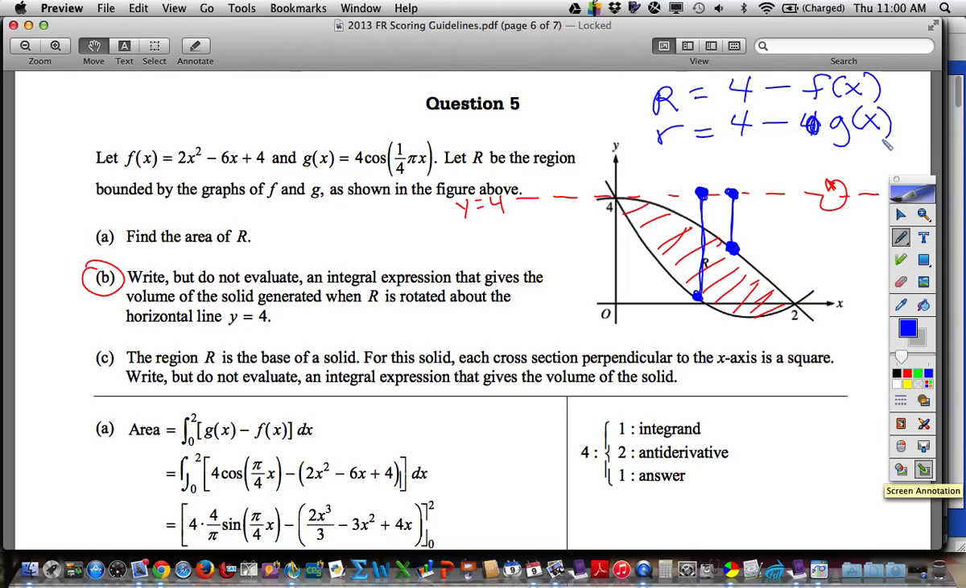Because this would be a ring, right? Our slice here, I don't want you to forget what you're doing. There'd be slices here, okay? And the slice would be a ring, all right? So our integral would be pi out in front, big R squared minus little r squared, and the strips go from 0 to 2.